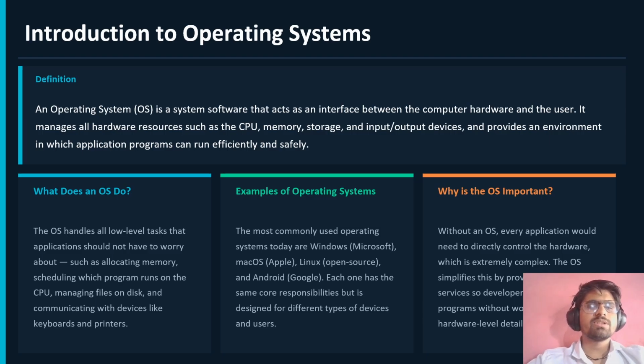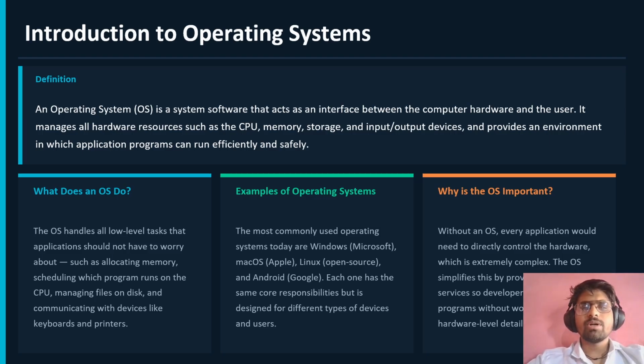What does an operating system do? The operating system handles all low-level tasks that applications should not have to worry about, such as allocating memory, scheduling which program runs on the CPU, managing files on disk, and communicating with devices like keyboards and printers.